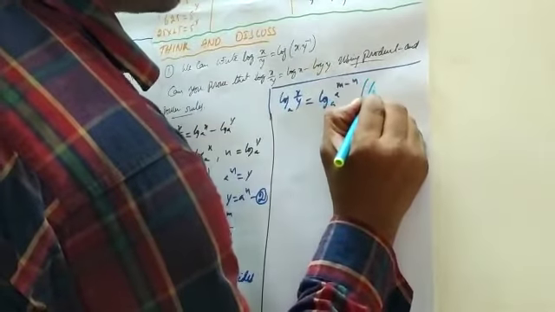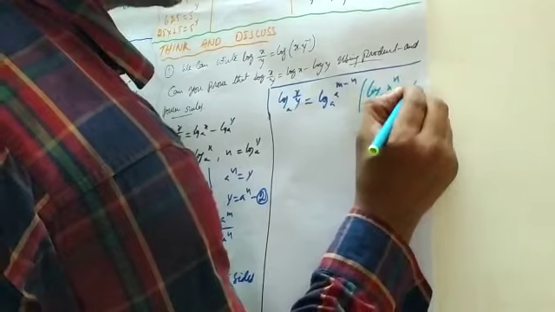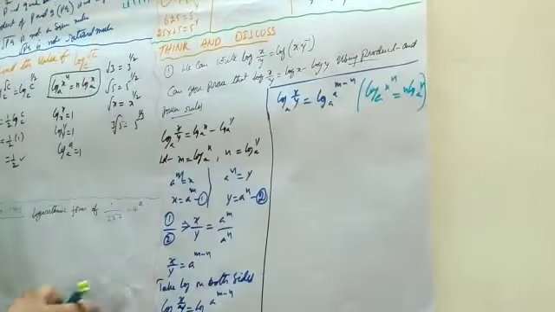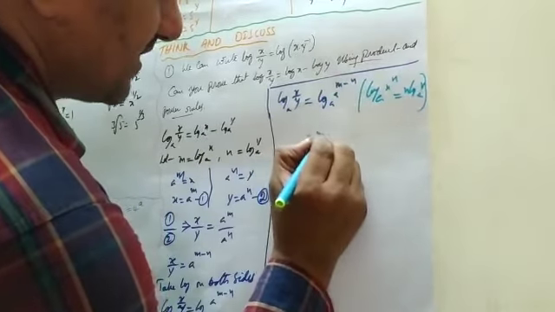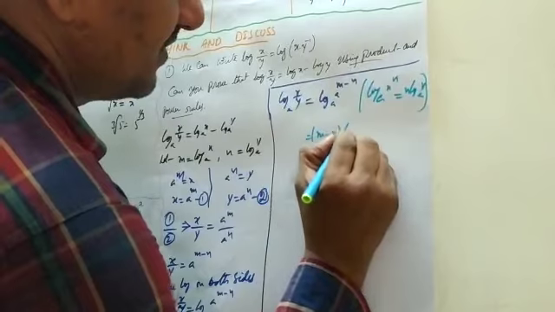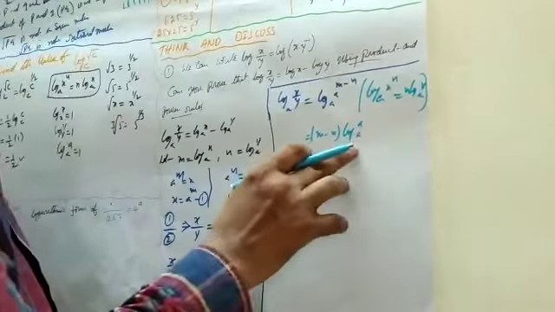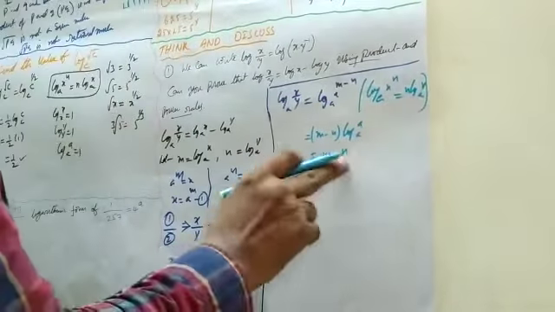What is this? Log x power n base a is equal to n into log x base a. According to this formula, the power m minus n comes before the log, so m minus n into log a base a. What is log a base a? 1. That means m minus n into 1, that means m minus n.